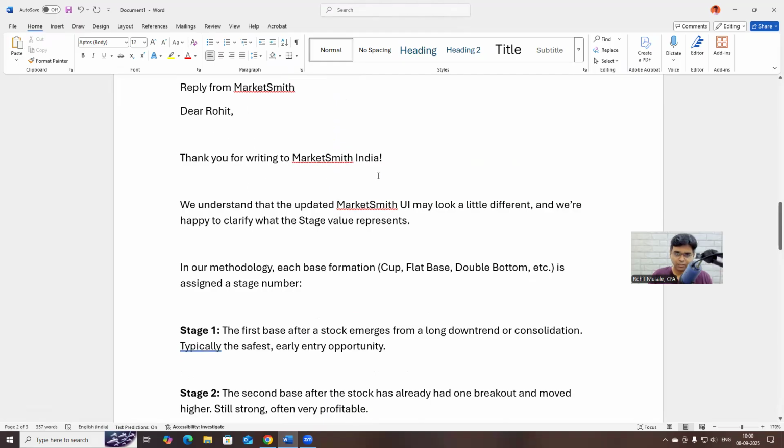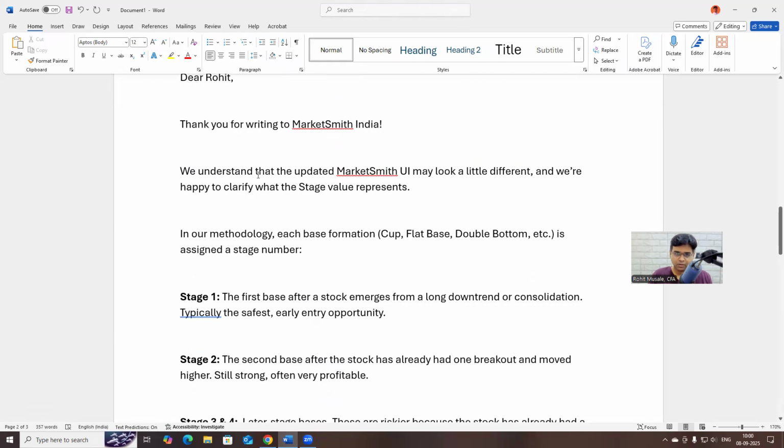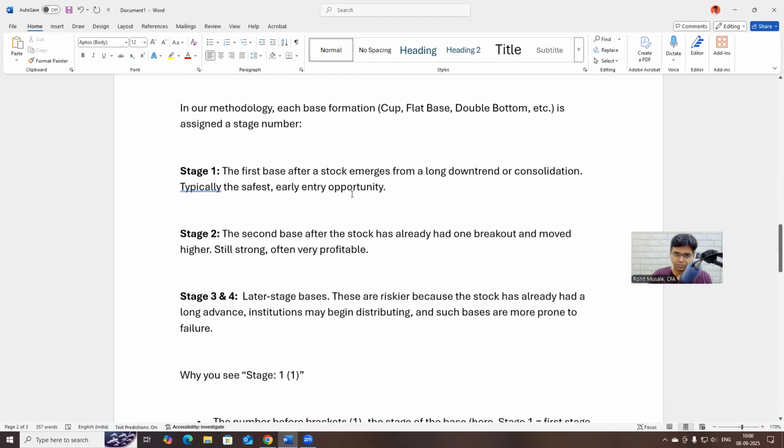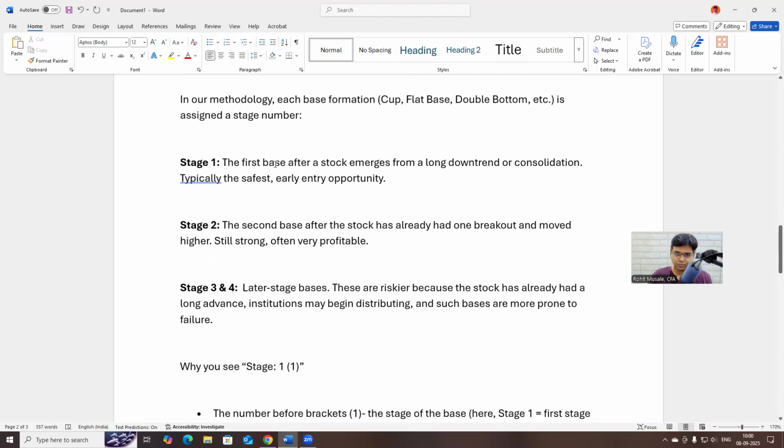Dear Rohit, thank you for writing to MarketSmith India. We understand that the updated MarketSmith user interface may look a little different, and we are happy to clarify what the stage value represents. In our methodology, each base formation, cup, flat base, double bottom, etc., is assigned a stage number. So, stage 1, the first base after a stock emerges from a long downtrend or consolidation, typically the safest early entry opportunity. So, as I told you, you can just replace the word stage with a base.